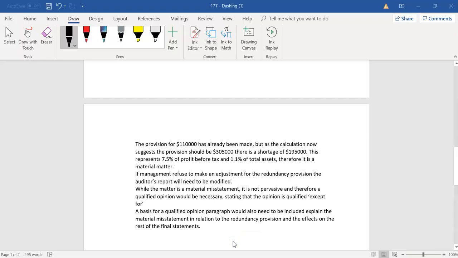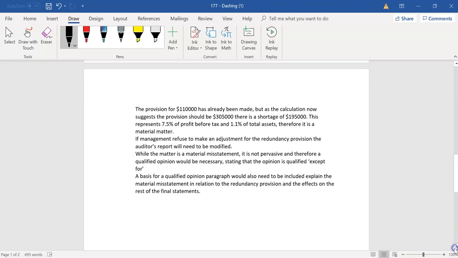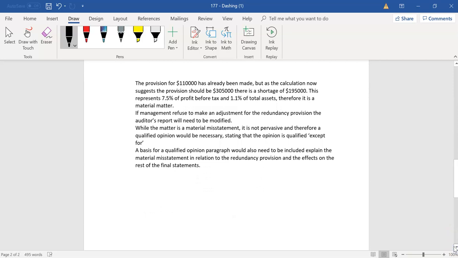Just going through this will guide you for all the rest, as you can imagine. If we're not happy, there are two reasons why we may not be happy: material misstatement, or we just don't have access to the information. We can't gain access, or we don't have evidence because we can't actually see the information.